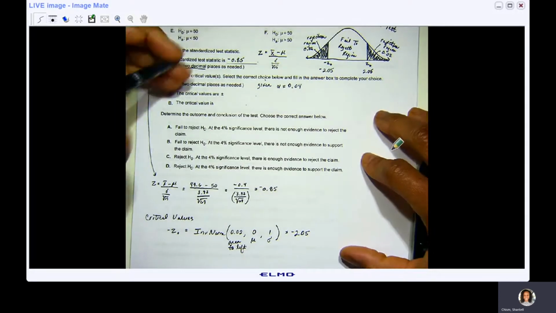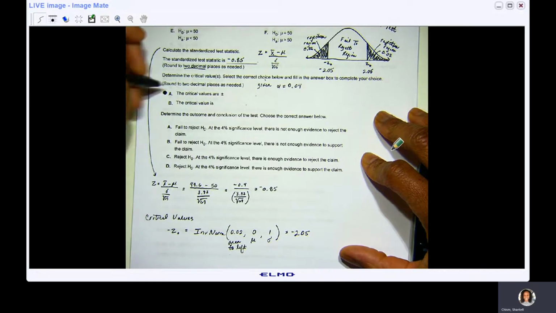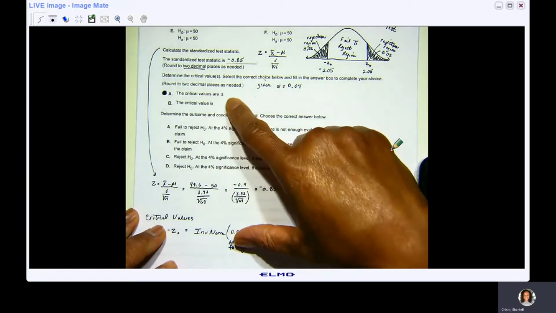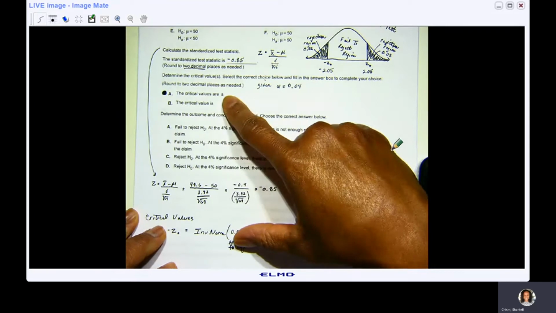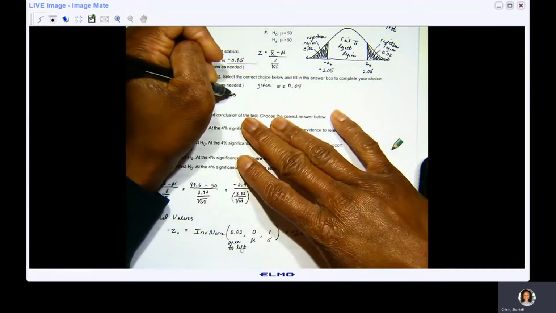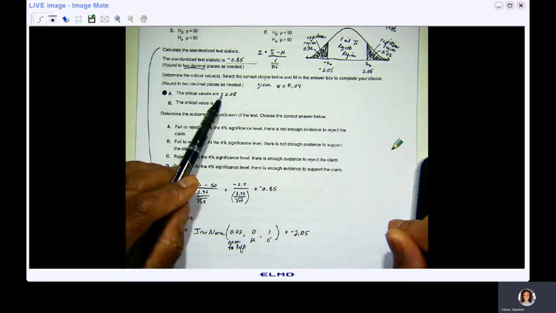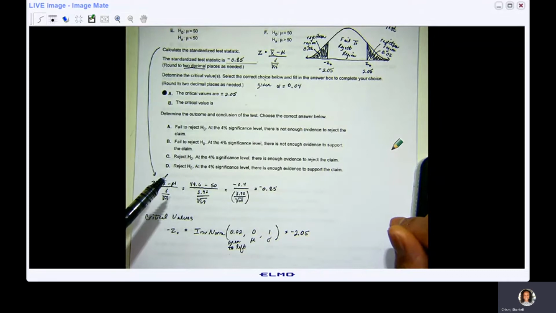Okay, so you're going to select A. These are going to have little circles where you select it for being multiple choice. You're going to darken the circle by A. And the critical values, they already put the plus or minus in for you. So you've got 2.05 is all you got to type there. When it's two-tailed, you will have 2 critical values. Okay?